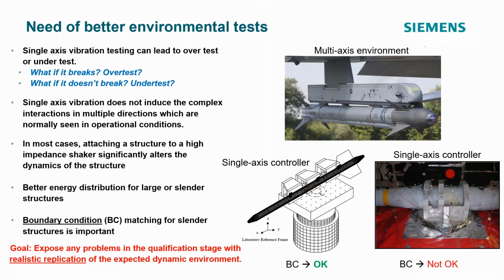Over here, you can see a single axis controller. Now the boundary conditions are quite different than what you would see in reality, so that's probably not a good replication of what reality is. In fact, in most cases, attaching a structure to a high impedance shaker significantly alters the dynamics of the structure, as shown over here. Better energy distribution for large or slender structures is another benefit of MIMO testing. But also always keep in mind the boundary conditions. You want to match the boundary conditions as close as possible to replicate the real responses.